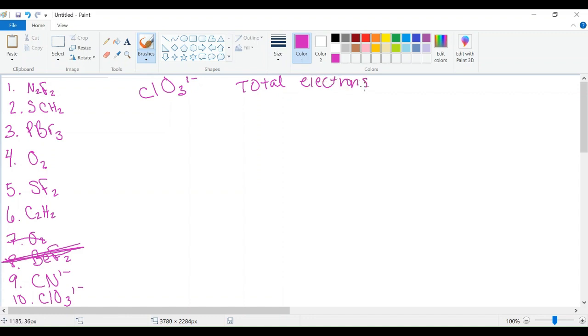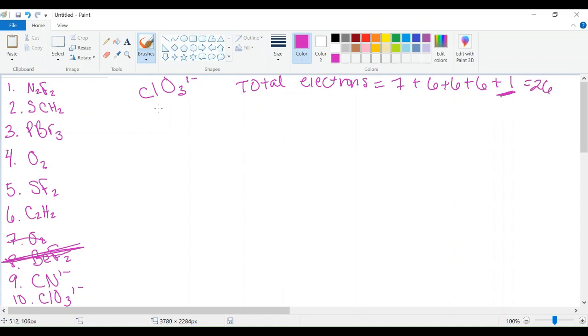So my total electrons equals 7 from chlorine, 6 from each oxygen, and then I have 1 extra because of the charge. This is my extra electron that's turning it from ClO3 as a neutral compound to ClO3 1 minus. So let's see, this is 6, 12, 18, 19, this is 26 altogether.